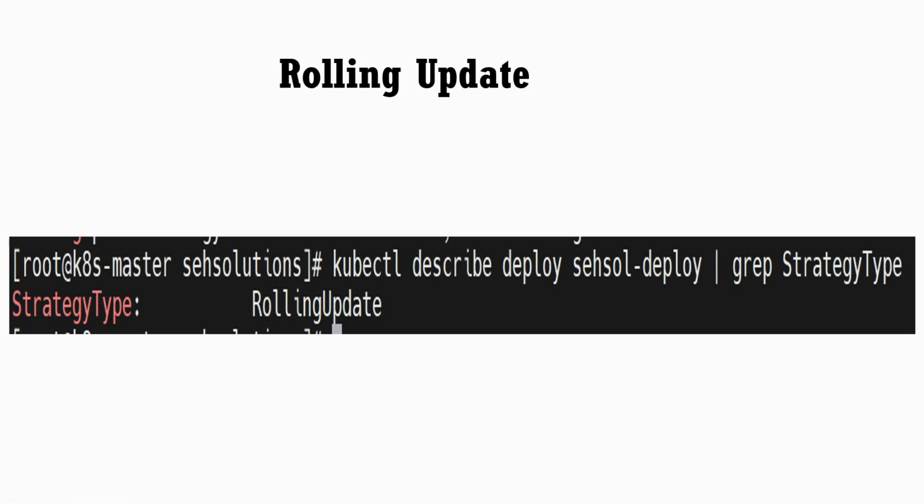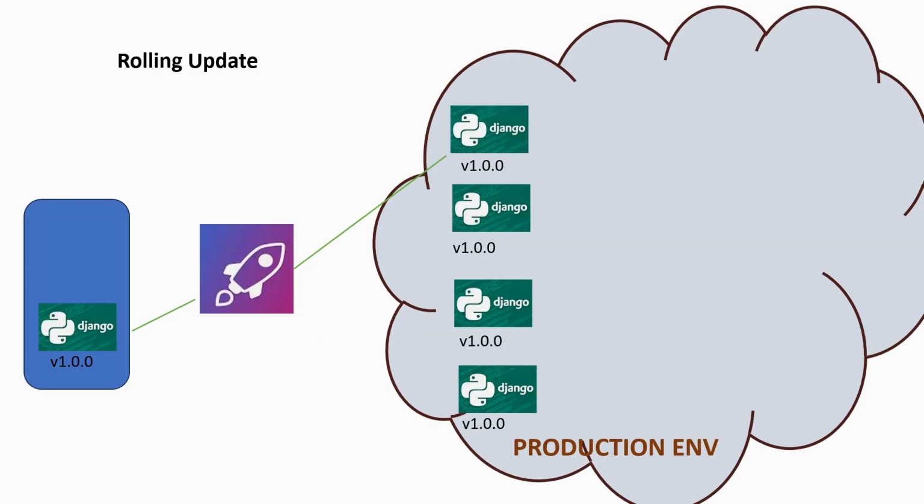Rolling update replaces pods one by one, ensuring zero downtime, smooth upgrade, and continuous application availability. So let's understand rolling updates with a very simple and practical example. Suppose you have a Django application running in production with 4 replicas and the current version is 1.0.0. Now your developers have released a new version 2.0.0, and you apply the updated deployment manifest. Suppose you run kubectl apply -f deploy-manifest.yaml.